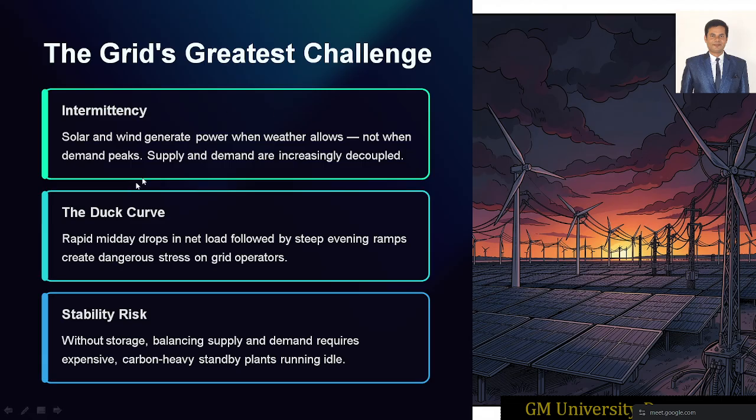So not when the demand peaks, we have to supply, and the demands are increasing, isn't it? So supply and demand should match, right? You have to satisfy the supply and demands. So this is one of the most common cases, right? You have to depend upon both solar and wind generation for satisfying your supply and demand also, right?